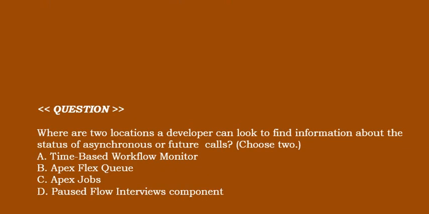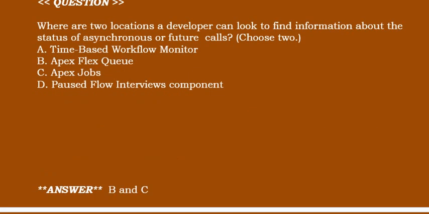Next question is, where are two locations a developer can look to find information about the status of asynchronous or future calls? Choose two options. Option A, time-based workflow monitor. Option B, Apex Flex queue. Option C, Apex jobs. Option D, paused flow interviews component. Correct answer is option B and option C.